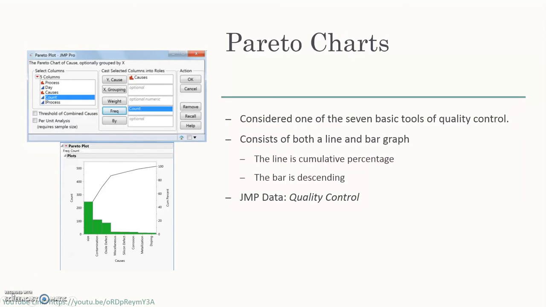So another really useful quality control chart is the Pareto chart, and it's considered one of the 7 basic tools of quality control. We also discussed this in presentation 4, but it consists of both a line and a bar graph. So you can see a picture of that here. The line is a cumulative percentage, and the bar is the count descending, so it's getting smaller. The data that we used here is quality control in JMP. It's a great tool to see where your trouble areas lie, such as in this graph.